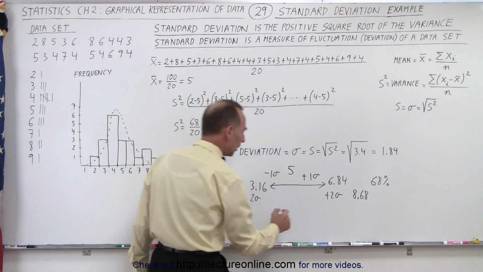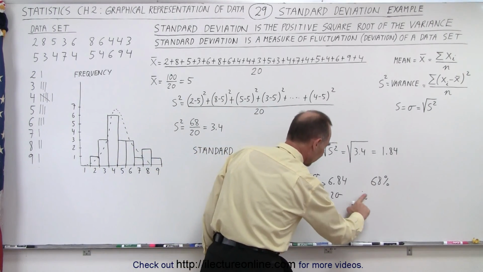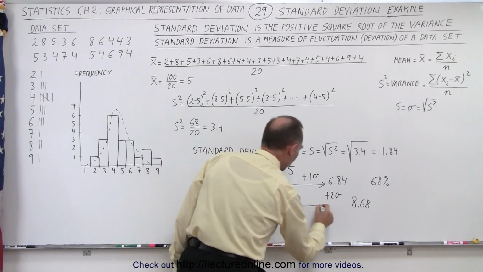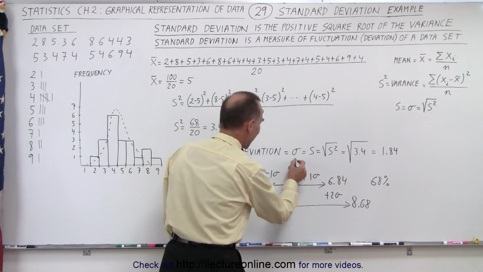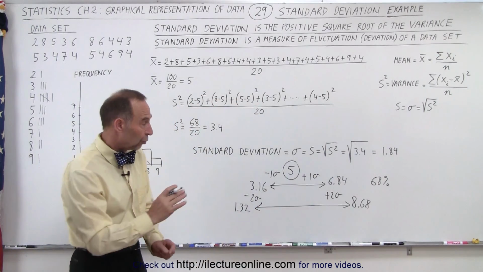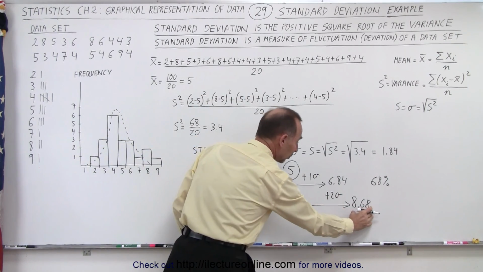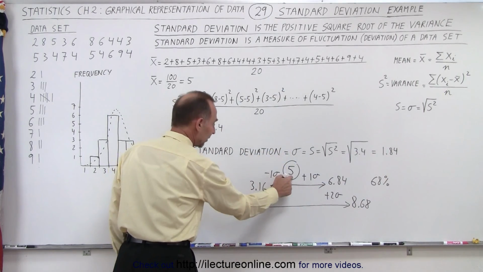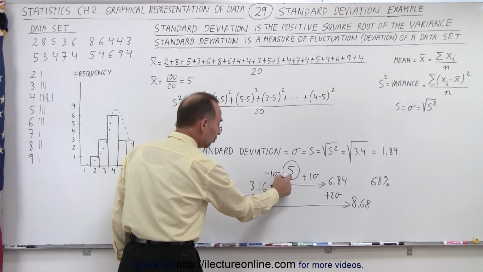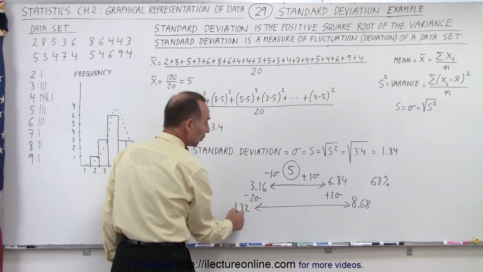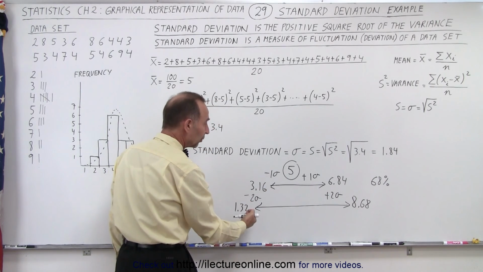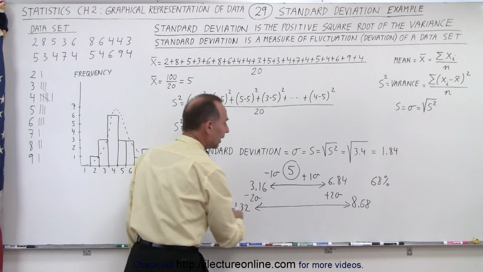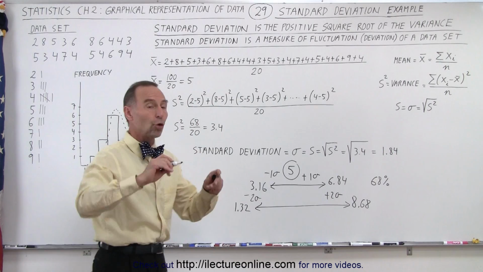There we go. So now we can see, let me drop that down just a little bit, 8.68. So now what that means is if we take the average, the mean, and we add 2 sigma to that, we'll get 8.68. In other words, we add twice 1.84. And then we take the mean and we subtract 2 sigma from that. In other words, we subtract 3.68 from that. We get 1.32.